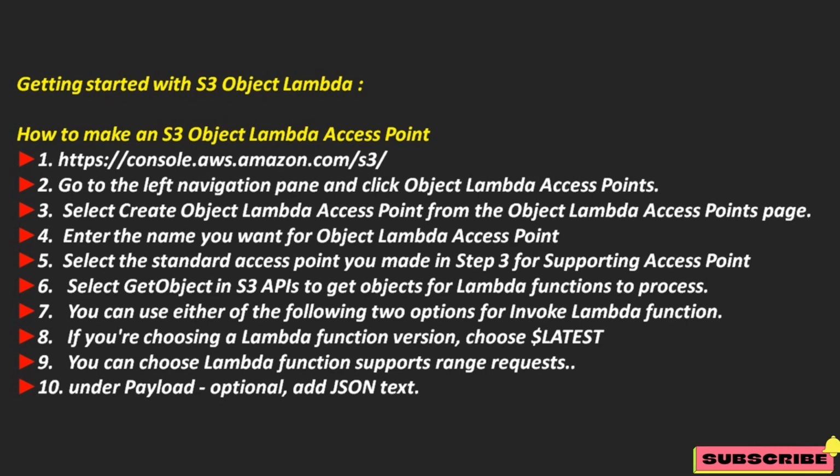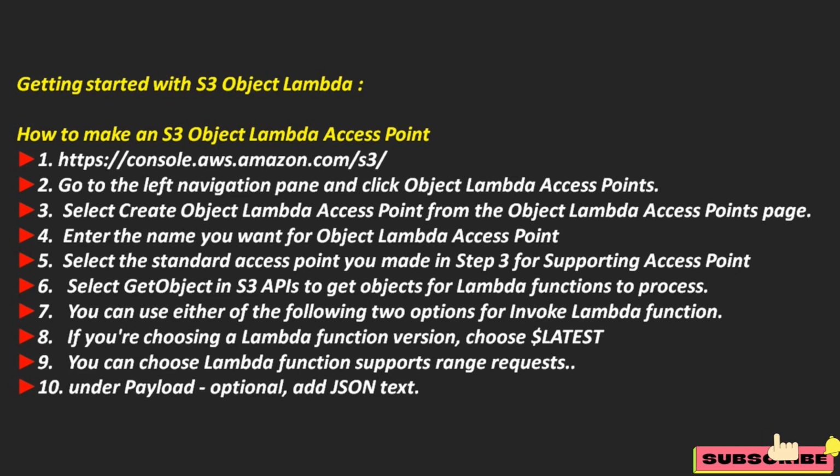Enter the name you want for the Object Lambda access point. Select the standard access point you made in step 3 as the supporting access point. And select GetObject in S3 APIs to get objects for Lambda functions to process. You can use either of the following two options to invoke Lambda functions, and select the Lambda function you created in step 4 from the list of functions in your account.